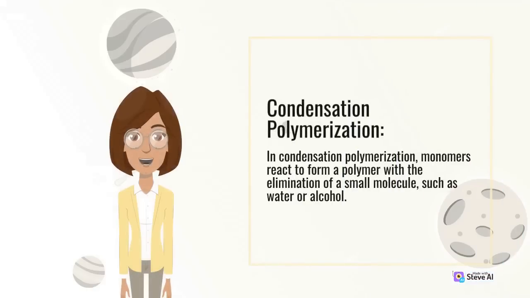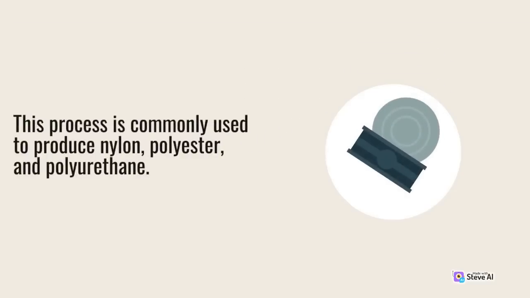Condensation polymerization. In condensation polymerization, monomers react to form a polymer with the elimination of a small molecule, such as water or alcohol. This process is commonly used to produce nylon, polyester, and polyurethane.